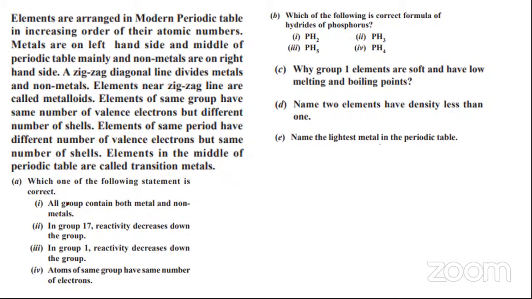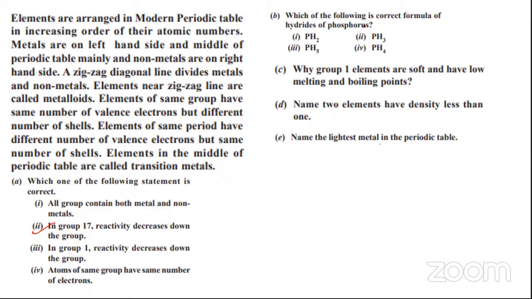Okay, first one. All groups contain both metals and non-metals. That is incorrect. Group 17, reactivity decreases down the group. Yeah, that's correct. Fluorine is the most reactive among all the halogens. Correct. Okay. Second part should be your answer. Group 1 as well, the reactivity increases. Atoms of the same group have the same number of electrons. Not really. They have the same number of valence electrons, right?